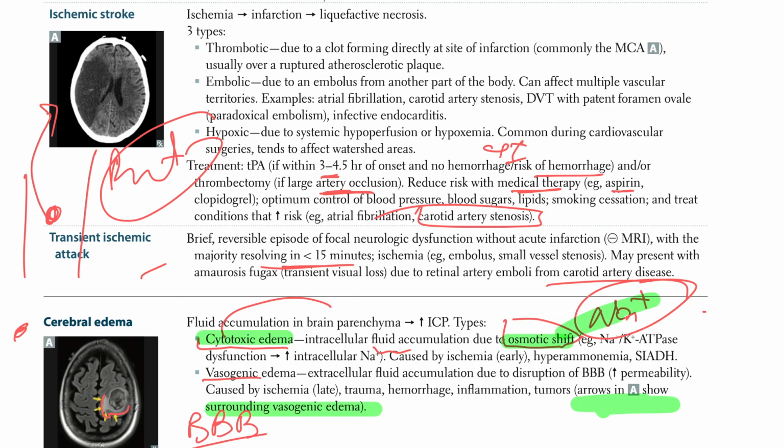So going over the things that we just did, ischemic stroke, right? Ischemia is infarction causing liquefactive necrosis. There are three types: thrombotic, embolic, and hypoxic. All of them can cause stroke. Treatment is TPA within 3 to 4.5 hours of onset, as long as there is no contraindication of causing hemorrhage or risk of hemorrhage. Other than that, you can look at the other one.